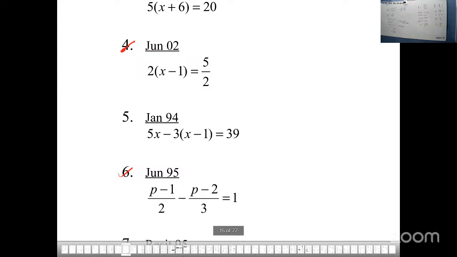4, 5, and 6. Pick it out. 4, 5, and 6. Solve each one of them.